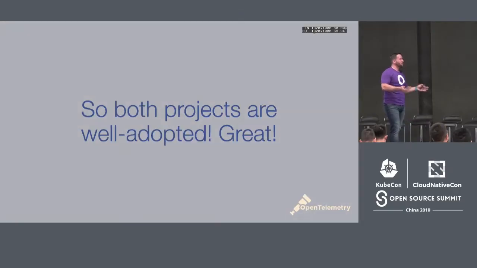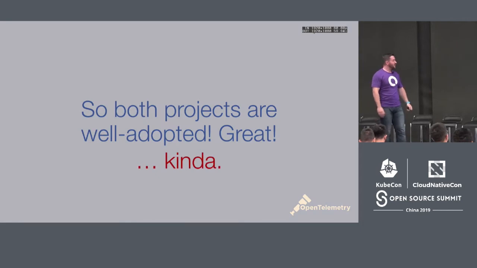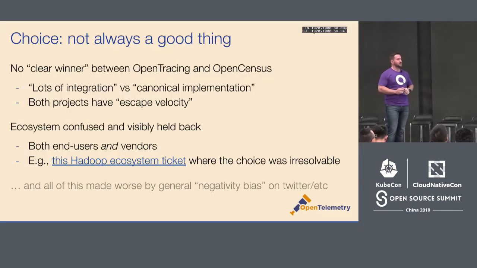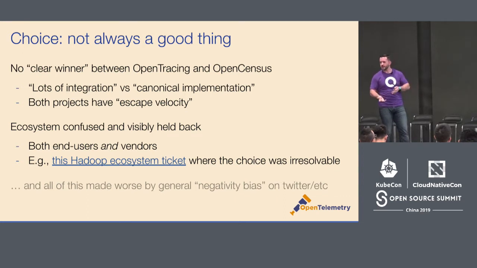There we go. So both projects were well adopted. Great. Well, kind of. The problem is that there was no clear winner. Both were doing very well. And that's great, except for the fact that as a user, you might be asking yourself, well, do I use OpenTracing, or do I use OpenCensus, or do I use both? I'm confused as to what to do.